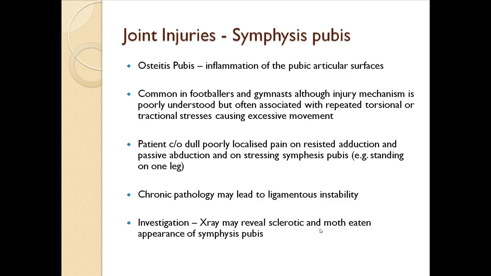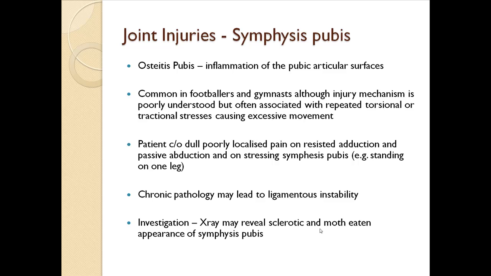The pain that the individual describes is usually dull and poorly localized, but can be reproduced on resisted adduction or passive abduction, which in turn stresses the symphysis pubis. It's often misdiagnosed as a groin strain, but treatment of the adductor muscles themselves often leads to very disappointing results. It's a chronic pathology, and eventually it may lead to secondary problems such as ligamentous instability. An X-ray may show disruption or sclerotic changes in the pubis itself.